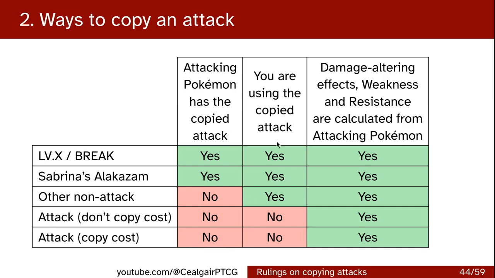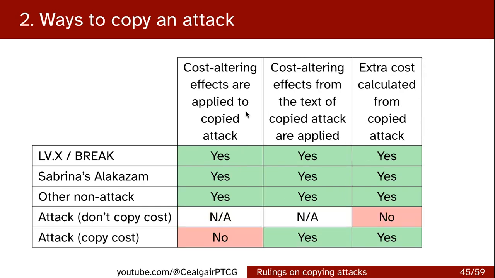You are using the copied attack if you are copying it with a non-attack, but not if you are copying it through another attack. Damage altering effects, weakness, and resistance are always calculated from the attacking Pokemon. Cost altering effects are applied to the copied attack when you're copying it through a non-attack, but you are not applying them to the copied attack if you are copying it through an attack that does copy the cost. If the cost altering effect, however, is from the attack text itself, then yes, you do apply it even in that case. The extra cost is calculated from the copied attack, basically in any case, except if you're copying it through an attack that does not care about the original attack cost.